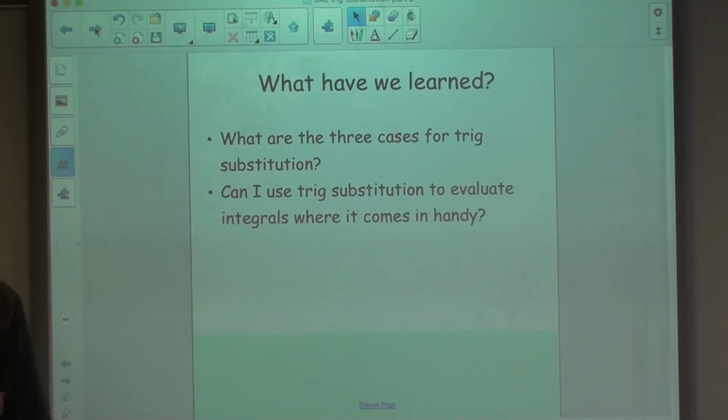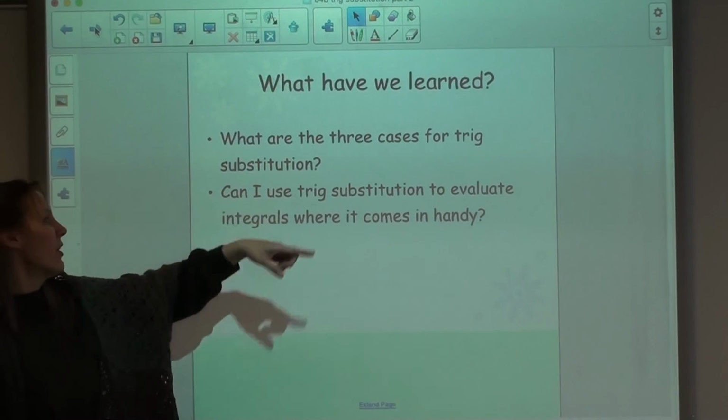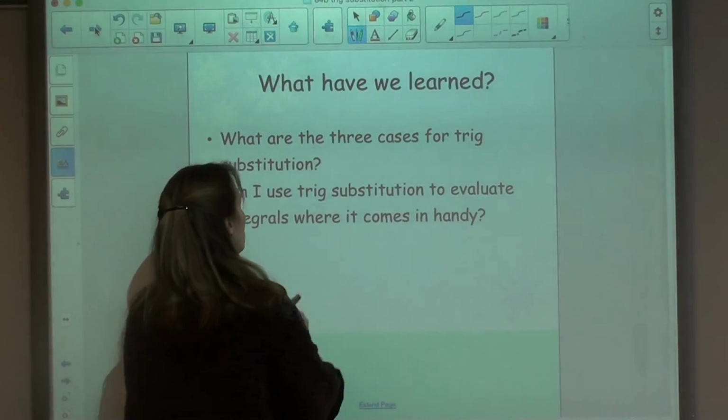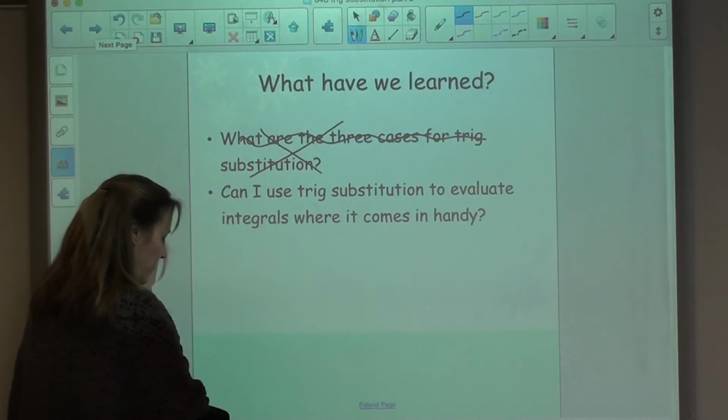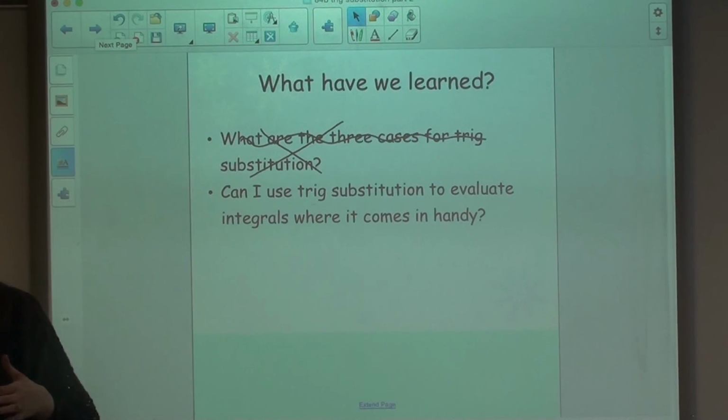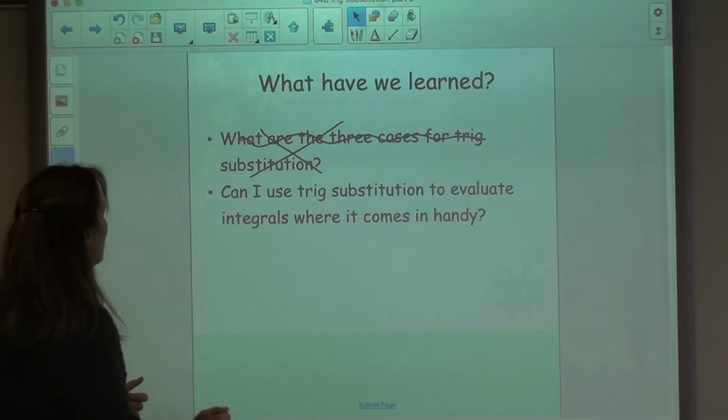Okay, so we no longer have 3 cases for trig substitution, so this is moot. However, the main thing to know is, are you able to apply trig substitution if you needed to for some reason? Alright, good.